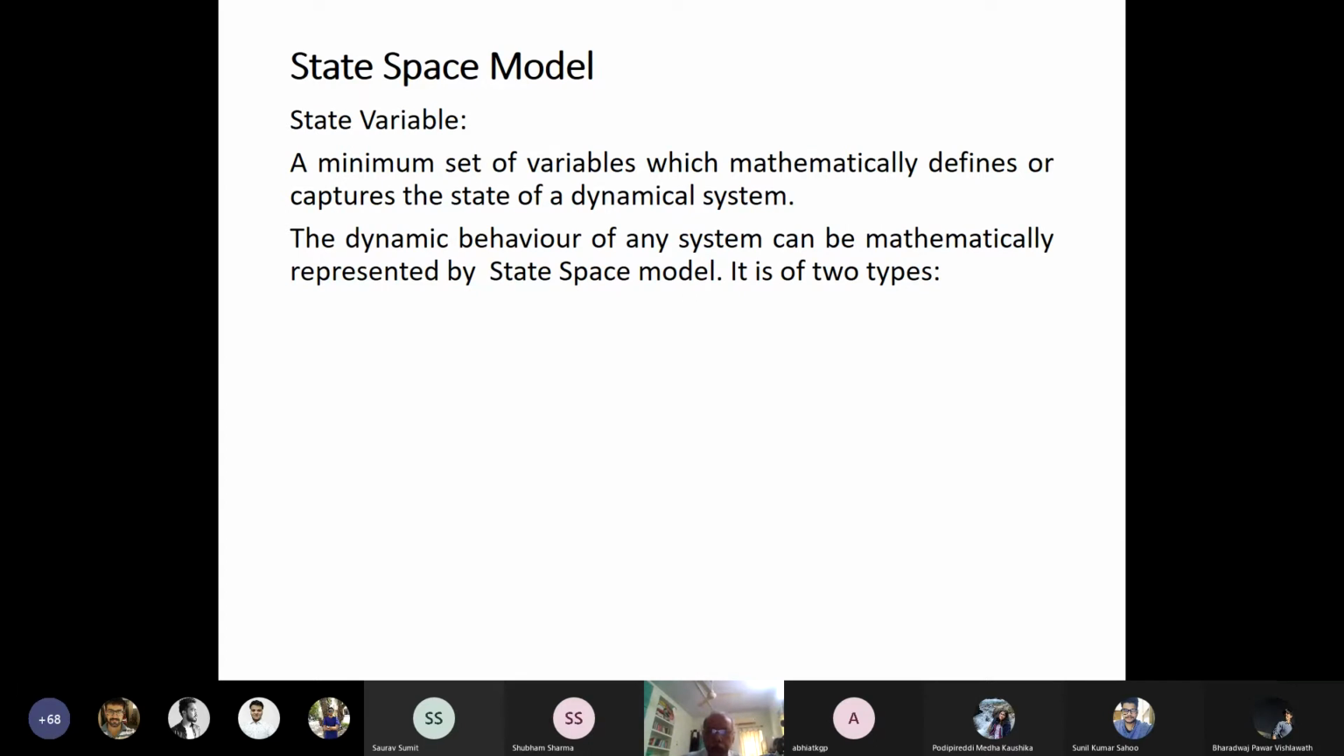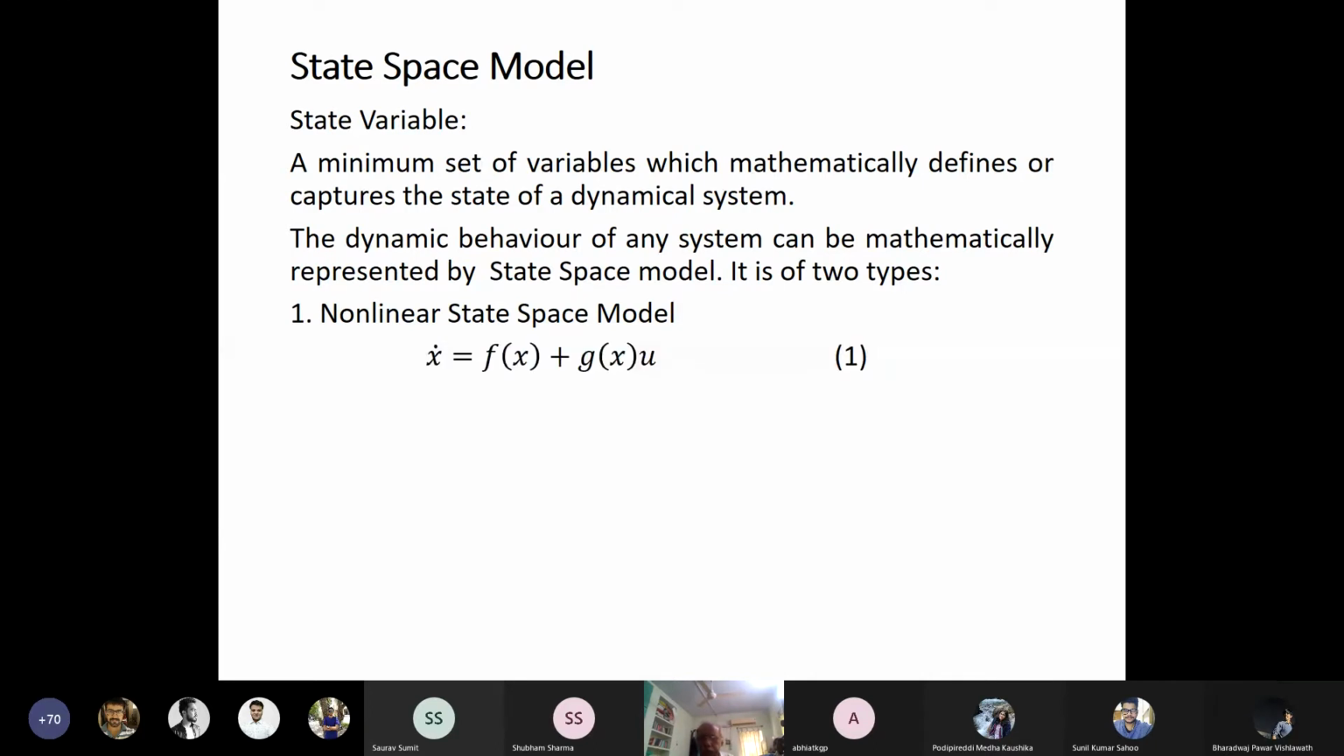So the dynamic behavior of any system can be mathematically represented by state space model. It is of two types. One is the nonlinear state space model. I told you that the general form of nonlinear state space model is x dot is equal to function of t, x, u. This is not a control affine form. The control affine form of model is when you separate out the states and the inputs.